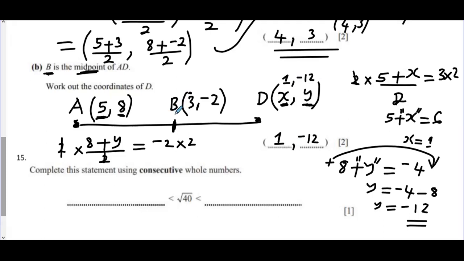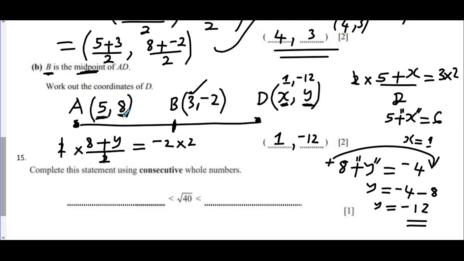If you are given the middle point, what is the formula we're going to use to find the middle point? Middle point is x1 plus x2, and the answer you get divided by 2. Let us try to check. What is 5 plus 1? 5 plus 1 is 6. What is 6 divided by 2? You get 3, which is this number. All right. How about y?